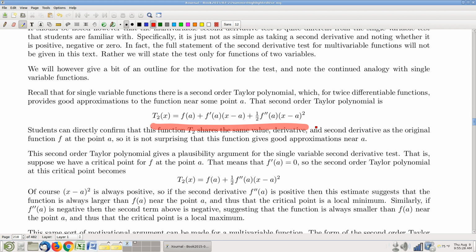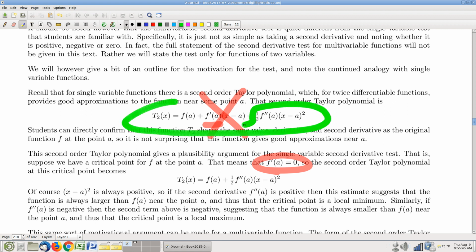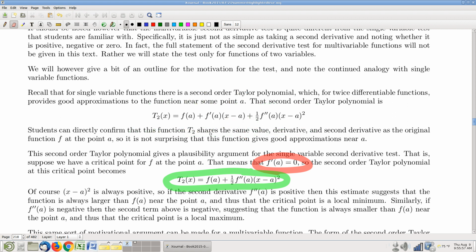All right, so let's see what this turns into. If we have a critical point, then f prime is equal to 0. That means that this whole term goes away, and our second order Taylor polynomial turns into just that. At a critical point, here's your second order Taylor polynomial. And this is a relatively easy thing to analyze.